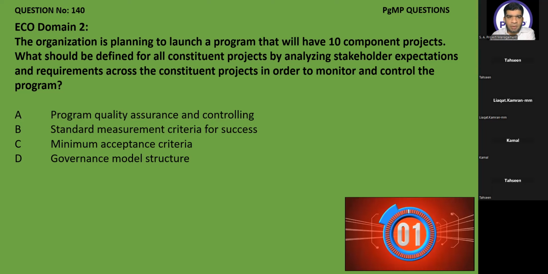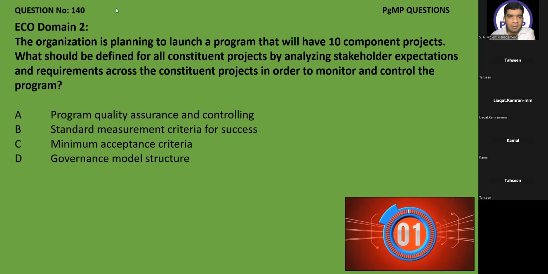Okay, Tehsin Saab, why C? Sir, I feel that at least we have to stick with the minimum acceptance criteria to fulfill this stakeholder expectation and requirement. So there should be a minimum acceptance criteria, so based on that one, we can measure.